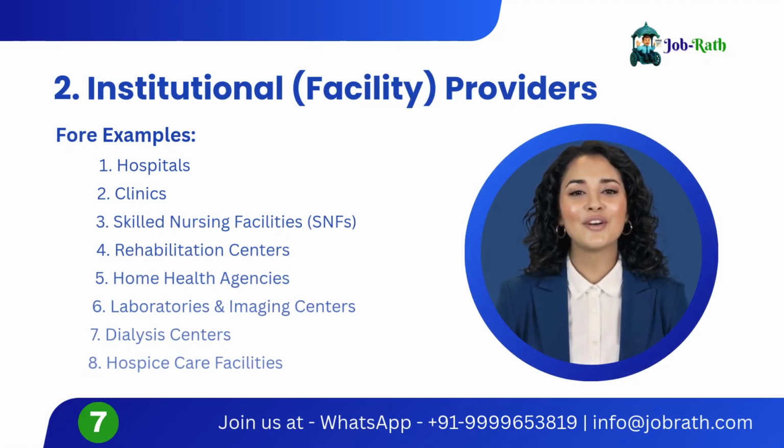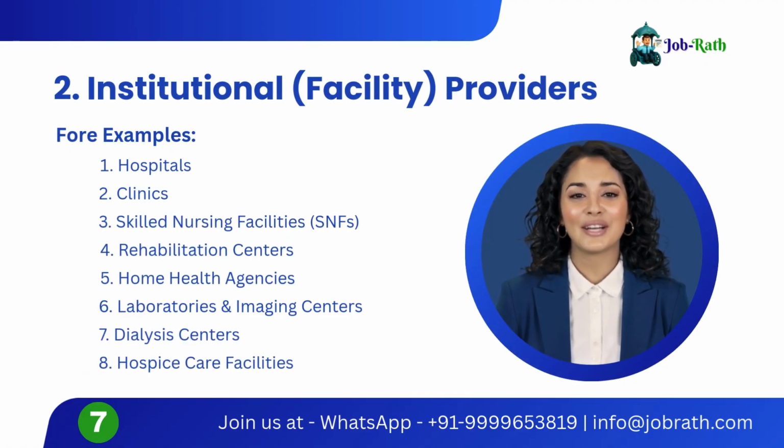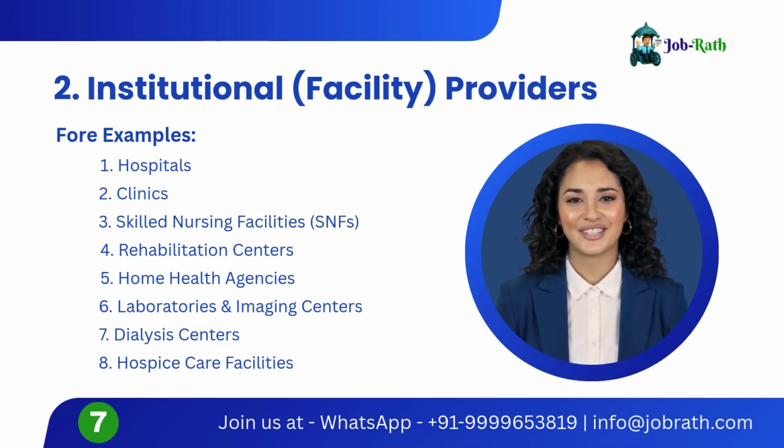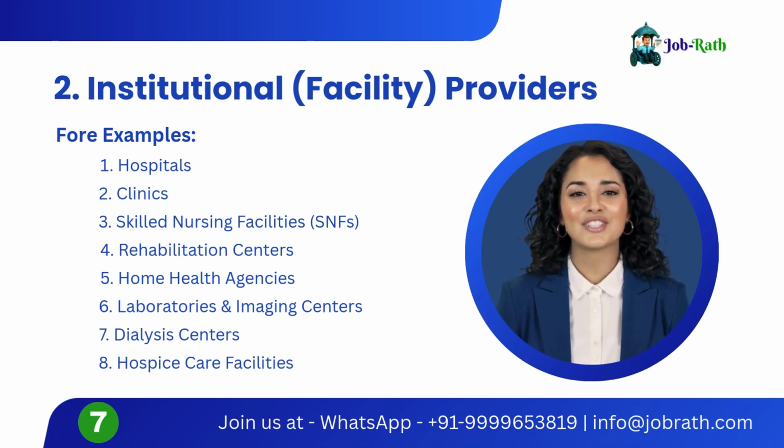2. Institutional or facility providers. These are organizations or facilities where healthcare services are delivered. For examples: 1. Hospitals, general, teaching, or specialty. 2. Clinics, outpatient, urgent care, multi-specialty. 3. Skilled nursing facilities, SNFs. 4. Rehabilitation centers. 5. Home health agencies. 6. Laboratories and imaging centers. 7. Dialysis centers. 8. Hospice care facilities. In RCM, these are referred to as billing providers, the institutions that submit claims to payers for reimbursement.